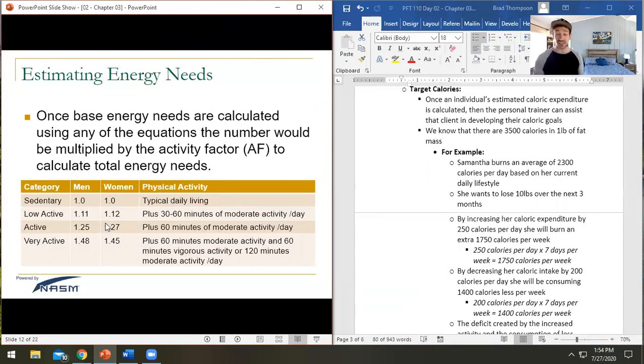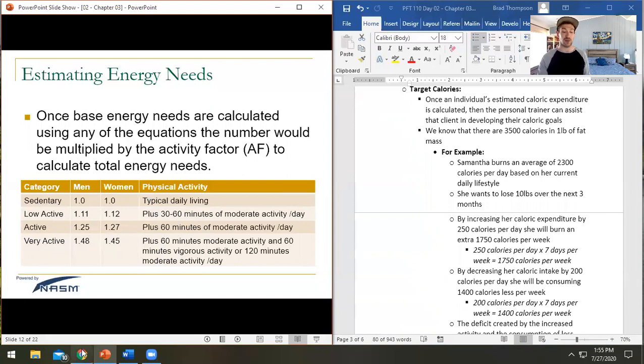But if you're slightly active, maybe doing 30 to 60 minutes of low intensity activity per day, we're going to multiply that number by a little bit more. And then if you are very active, we're going to multiply that by an even higher number. And if you're very, very active, we're going to multiply that by an even higher number. So you can see these activity factor multipliers are basically going to show you how many extra calories you can burn every single day.